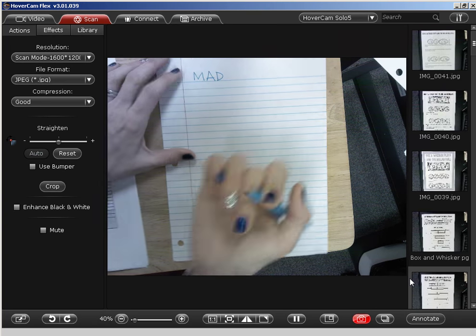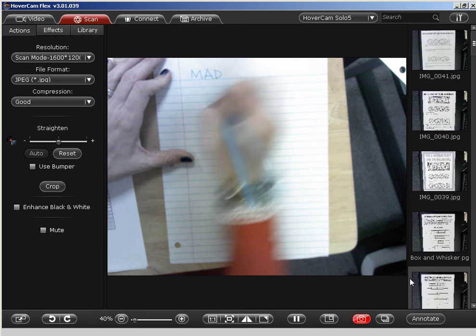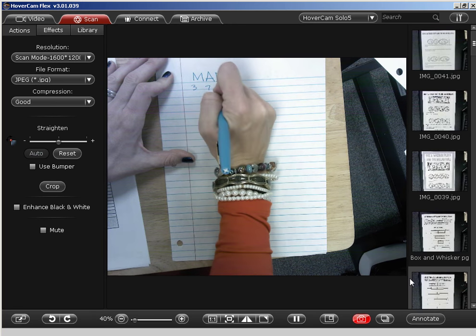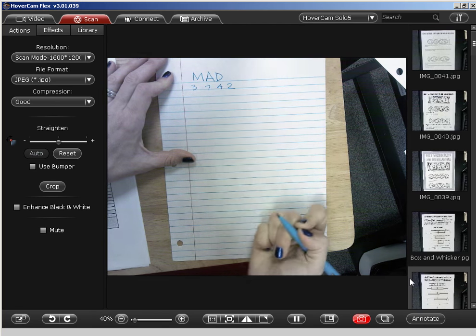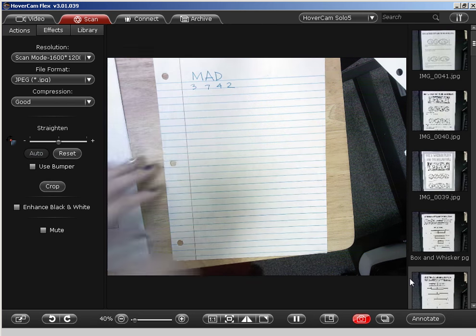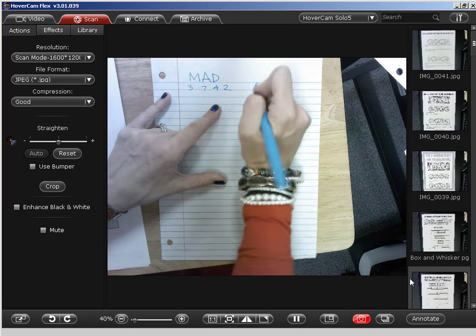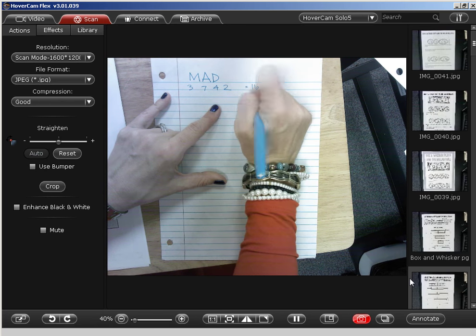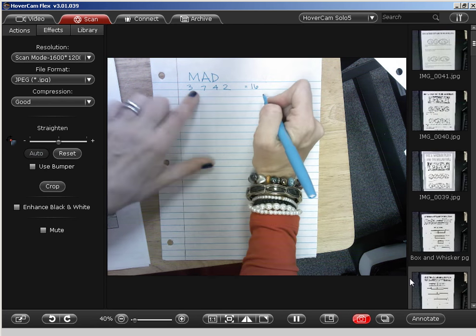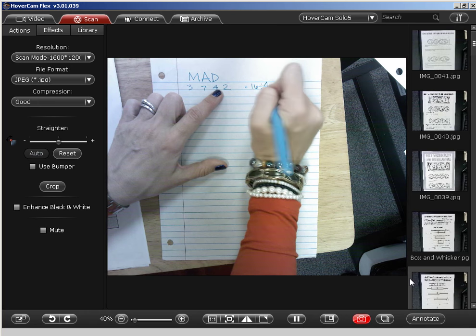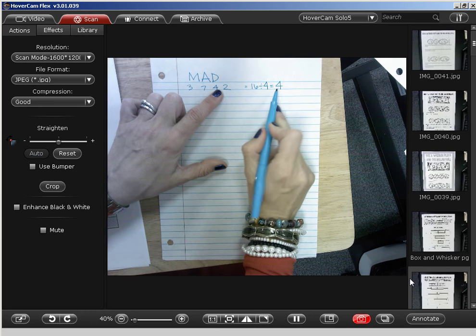So the first thing you're going to do, you have a set of data. So here's my set of data. Okay, so the first thing you're going to do is find the average. So if I add these together, 3 plus 7 plus 4 plus 2, that gives me 16. And then remember, I divide that by the number of numbers. So that gives me 4. So my average is 4.